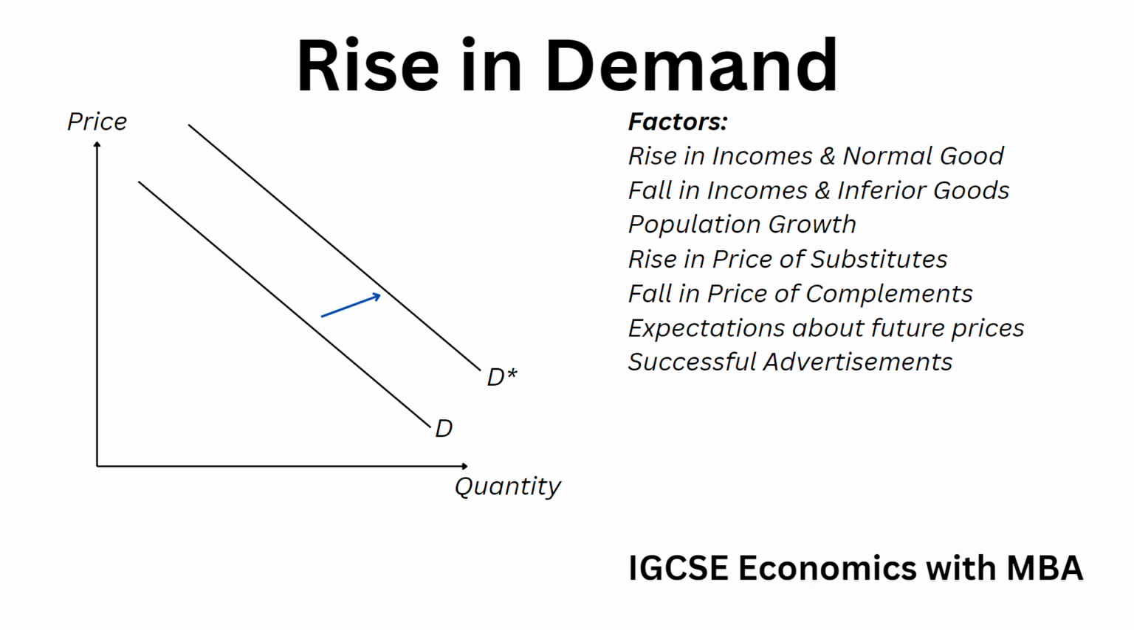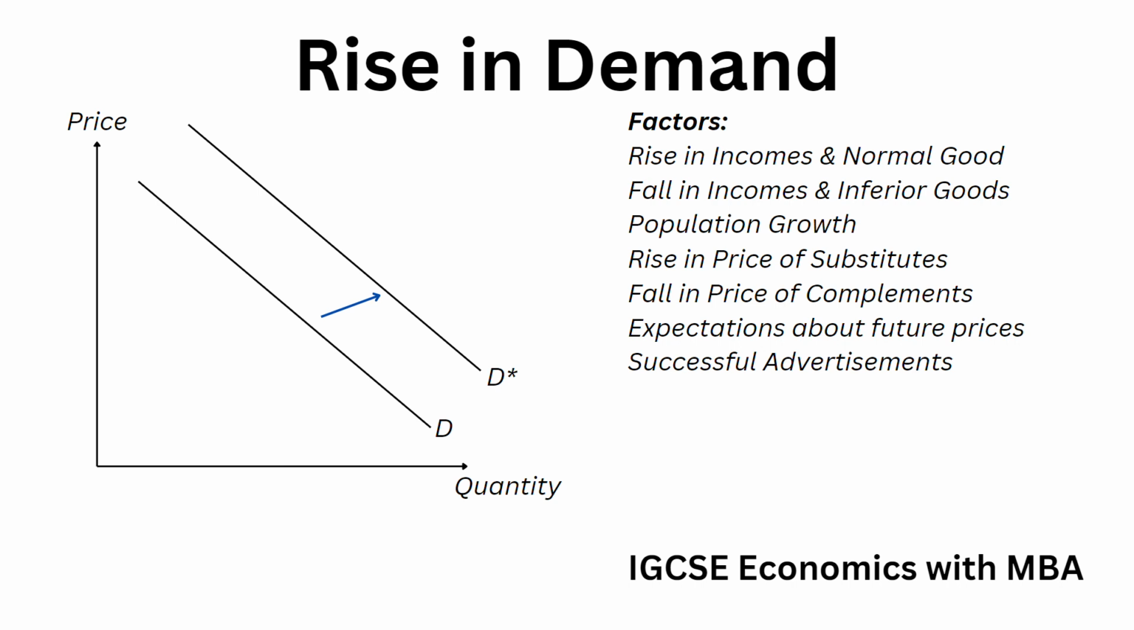Similarly, if a fall in incomes happens and the good is inferior, the demand for the good will rise. This is because inferior goods are low quality goods and people do not prefer them when their incomes are high. So if the incomes of people fall, they would no longer be able to afford high quality goods. As a result, they might be forced to switch to low quality alternatives. So if their incomes fall and the good is inferior, then the demand for inferior goods will rise. The other reason for a rise in demand is population growth.